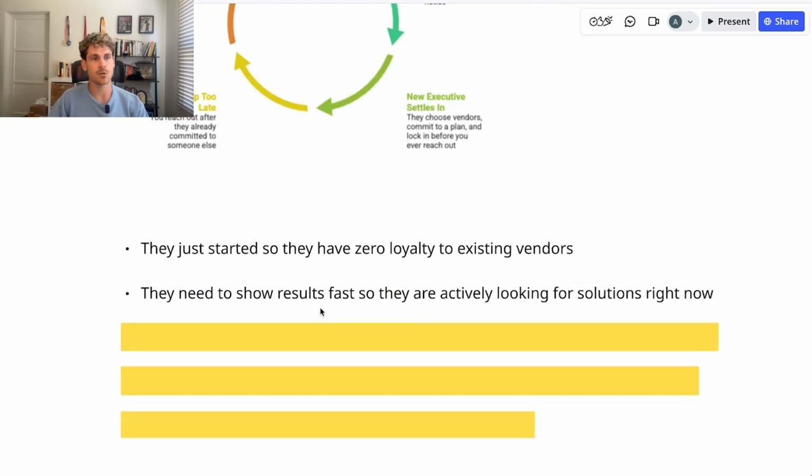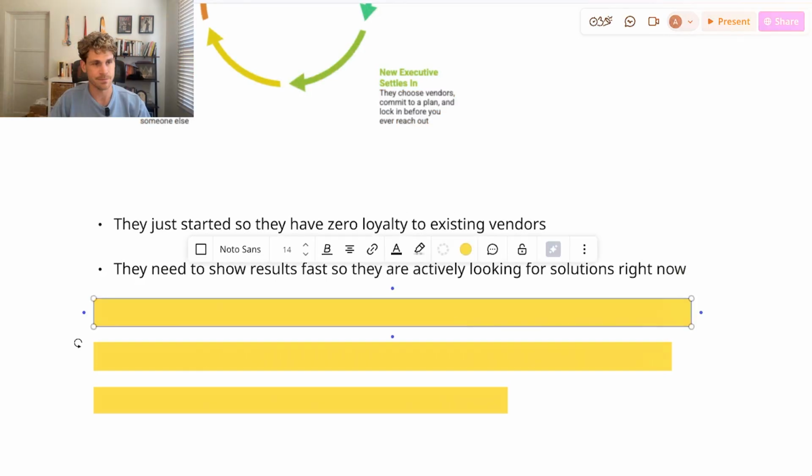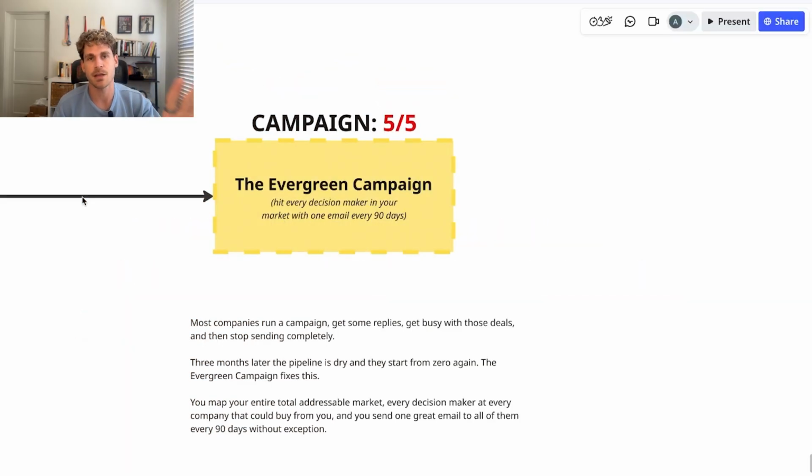Number two, they need to show results fast, so they're actively looking for solutions. Believe it or not, a lot of companies are messy internally. A lot of people are looking out for their best interests rather than the interests of the company. Obviously, you're in the best interest of both the person and the company, but for them to show that they are making changes, they're meeting with vendors, they're looking for solutions, it signals to the company and to their direct reports that they are invested in spending time and finding a solution, and you can present yourself as that perfect fix. Moving on to the last campaign, campaign number 5.